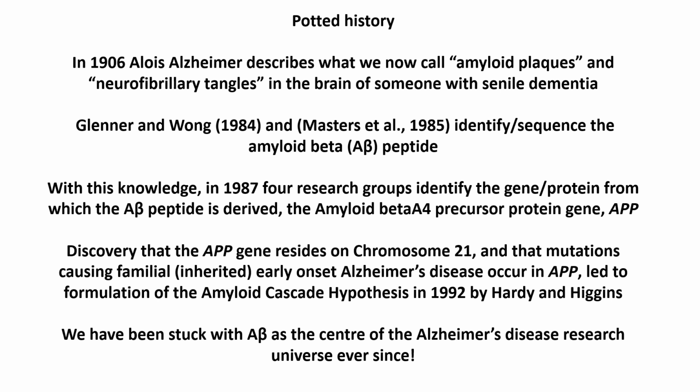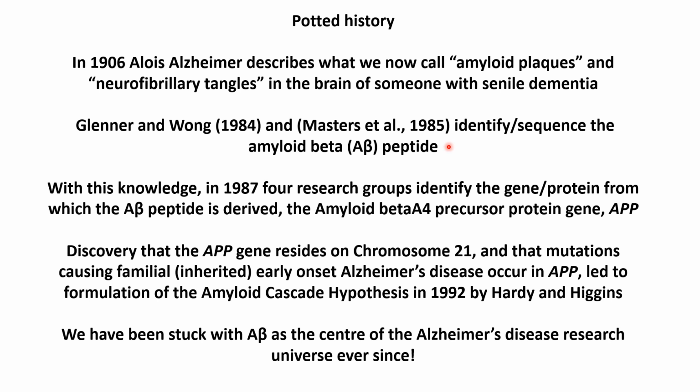So, to give a very short history of amyloid in Alzheimer's disease, we can say that in 1906, Alois Alzheimer describes what we now call amyloid plaques and neurofibrillary tangles in the brain of someone with senile dementia. And then in 1984, Glenner and Wong, and in 1985, Masters and colleagues identified by sequencing the amyloid beta peptide. So they found this small protein fragment called the amyloid beta peptide, which came from these blobs in the brain that stain in a starch-like manner.